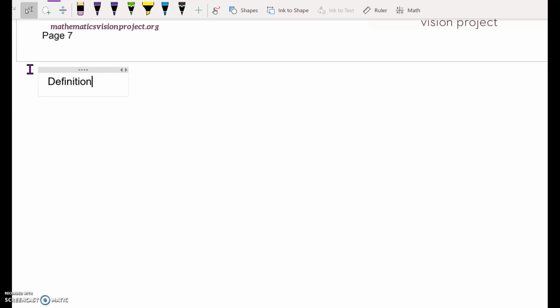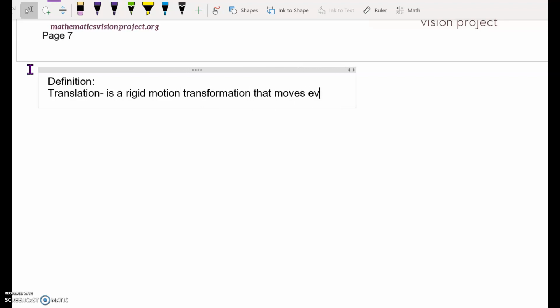So, definition, translation. So it is a rigid motion transformation that moves every point of the shape the same distance and the same direction.